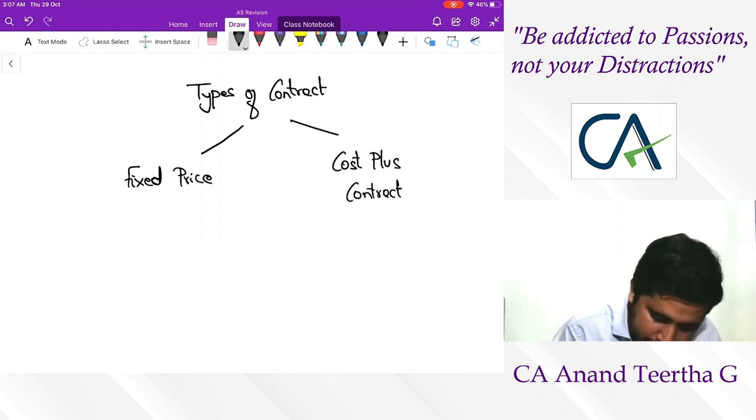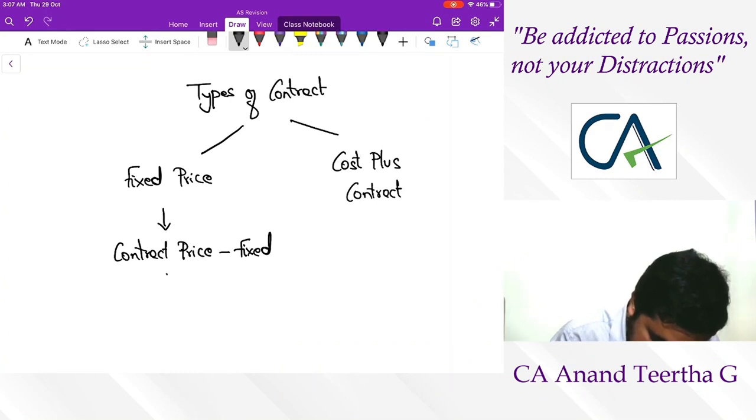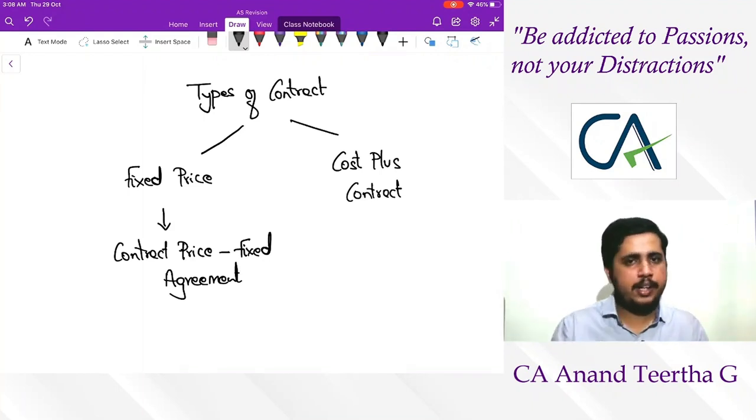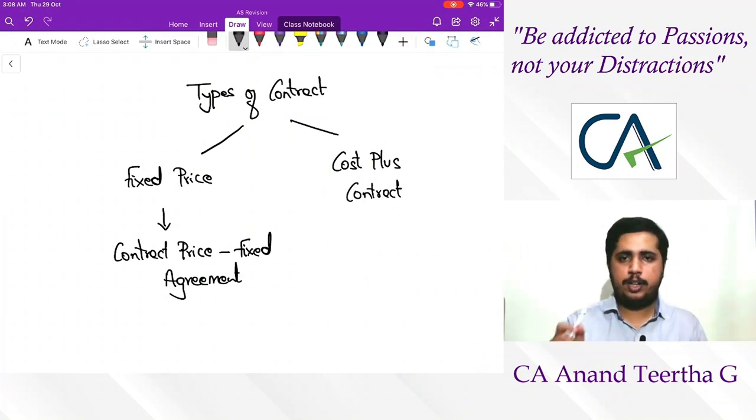Now, what do you mean by a fixed price contract? The contract price remains fixed at the time of agreement. Basically the contractor and contractee sit together, they negotiate, and they sign the agreement. At the time of signing the agreement itself, they decide the price. Price doesn't mean that a lump sum amount will be decided. It could be decided per unit also. So price decision does not only mean a lump sum of say 50 lakh, 1 crore or anything like that.